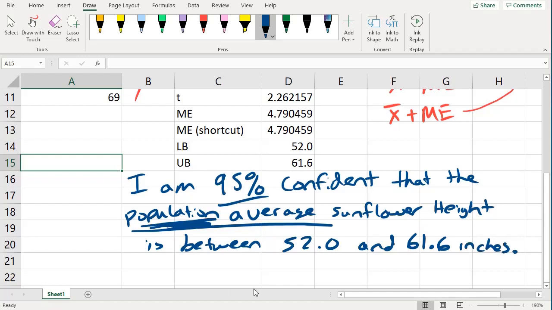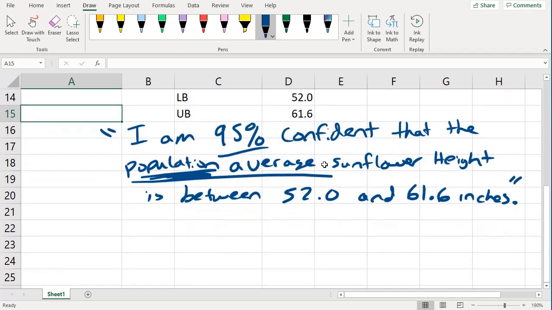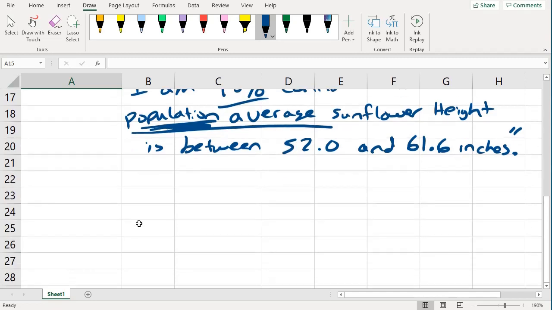Okay, so this is my interpretation, right? If you're writing an interpretation, it should be very similar to what I've written here. And just to talk about what this means, what does it mean to be confident?